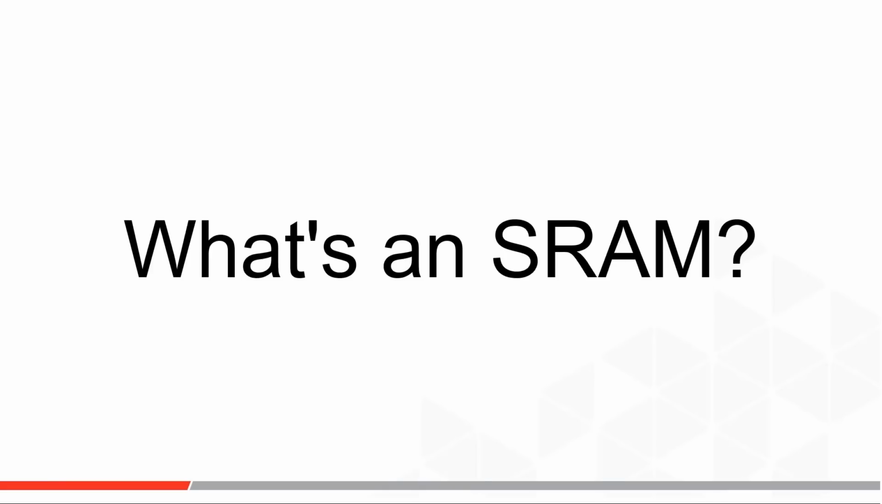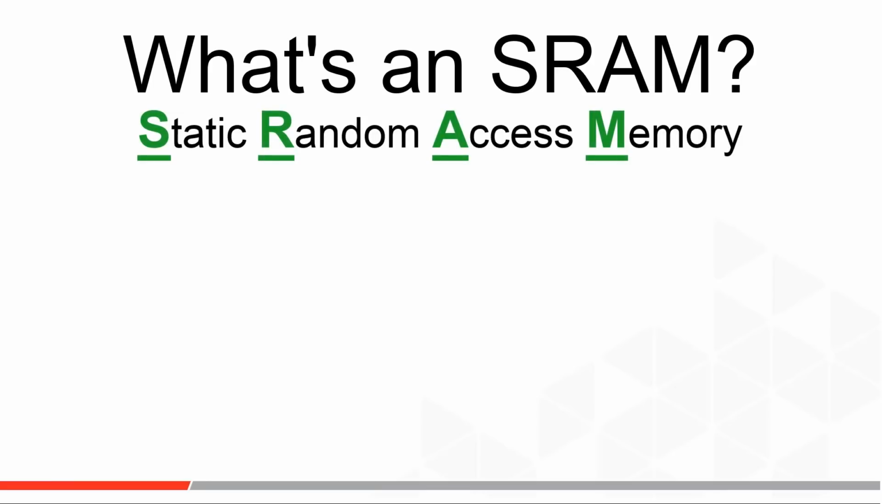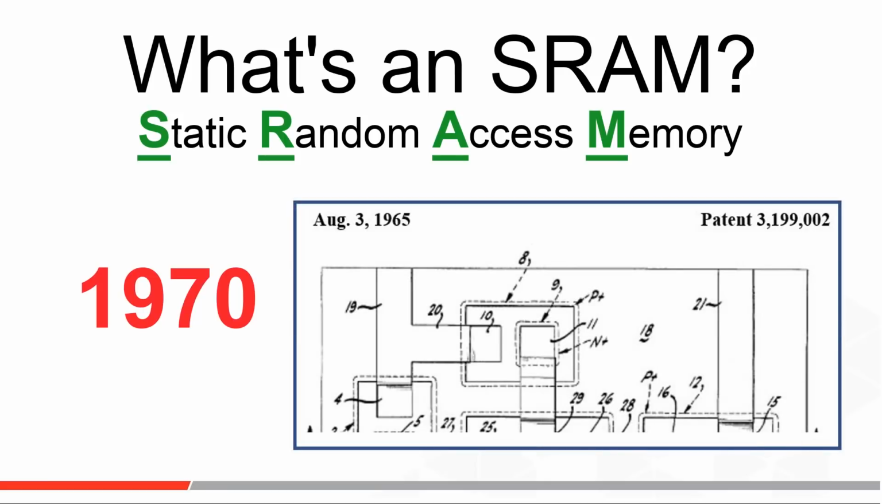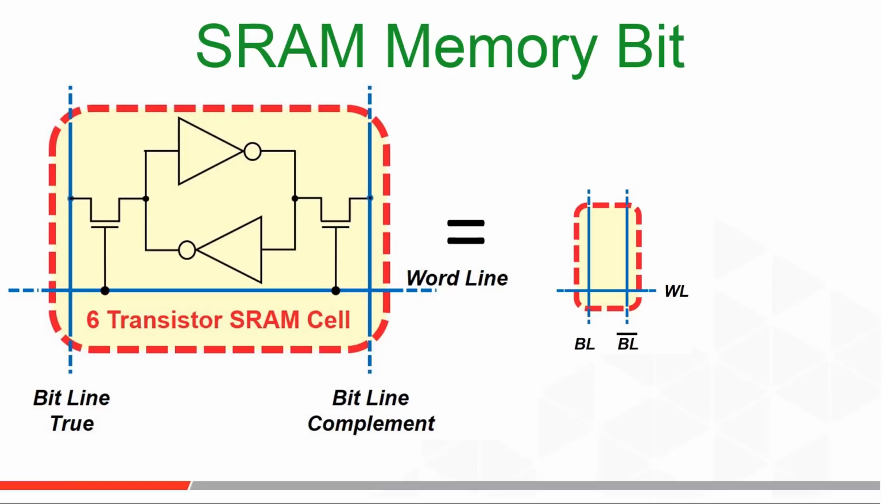So what is an SRAM? SRAM stands for Static Random Access Memory. The first SRAM integrated circuit was sold around 1970, about 50 years ago. That means they were introduced within a decade of the very first planar transistors and integrated circuits. And this is what a common SRAM cell still looks like today.